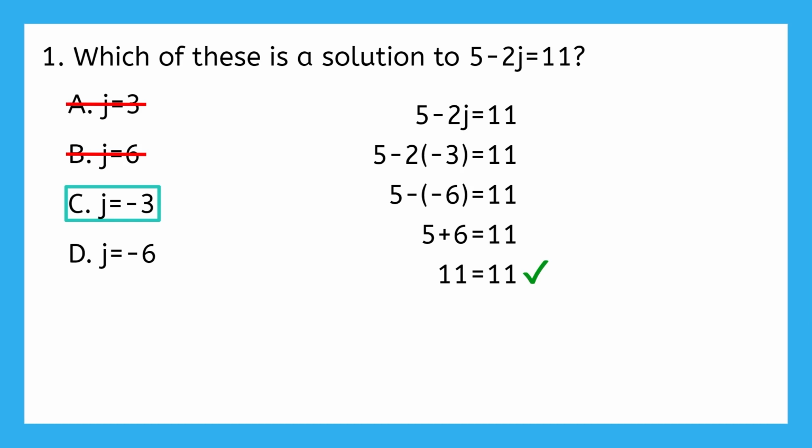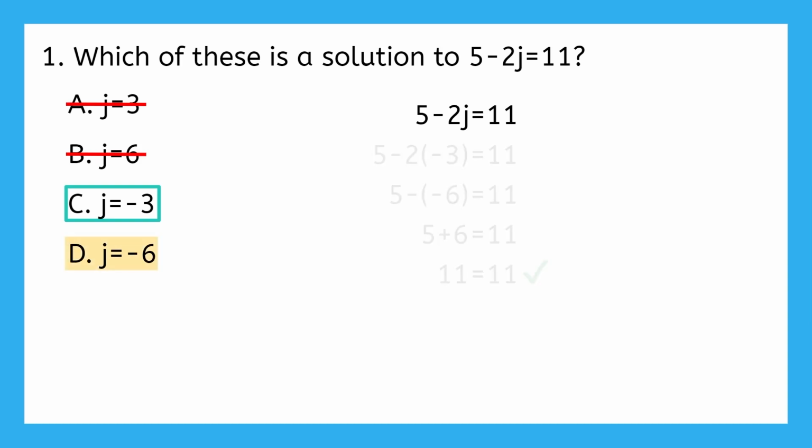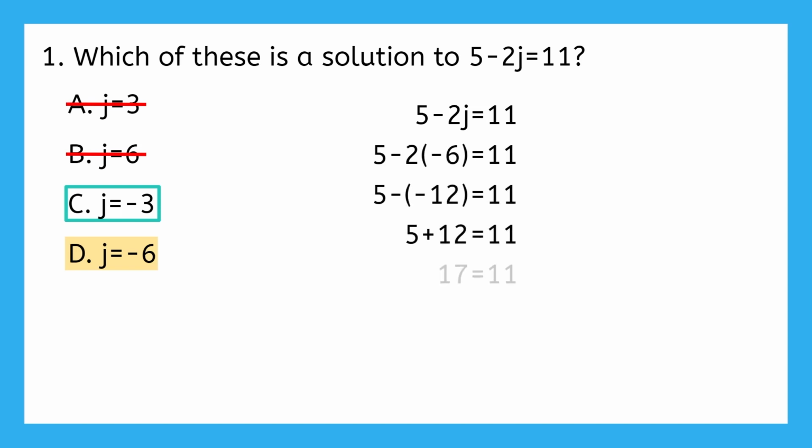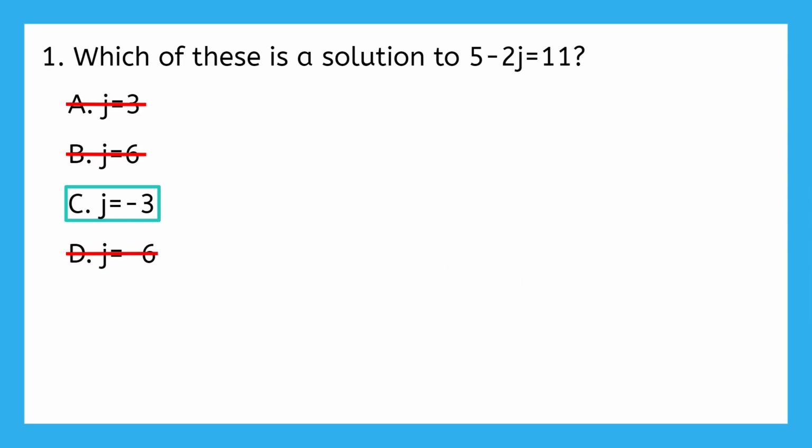Most equations that we will look at in algebra only have one solution, but it is possible for an equation to have multiple solutions. So it's always a good idea to check that last answer choice just to be safe. If I substitute negative 6 for j and simplify, I get 17 equals 11, which is not true, so we can rule out our answer choice D and be 100% confident that C is the only solution to this equation.